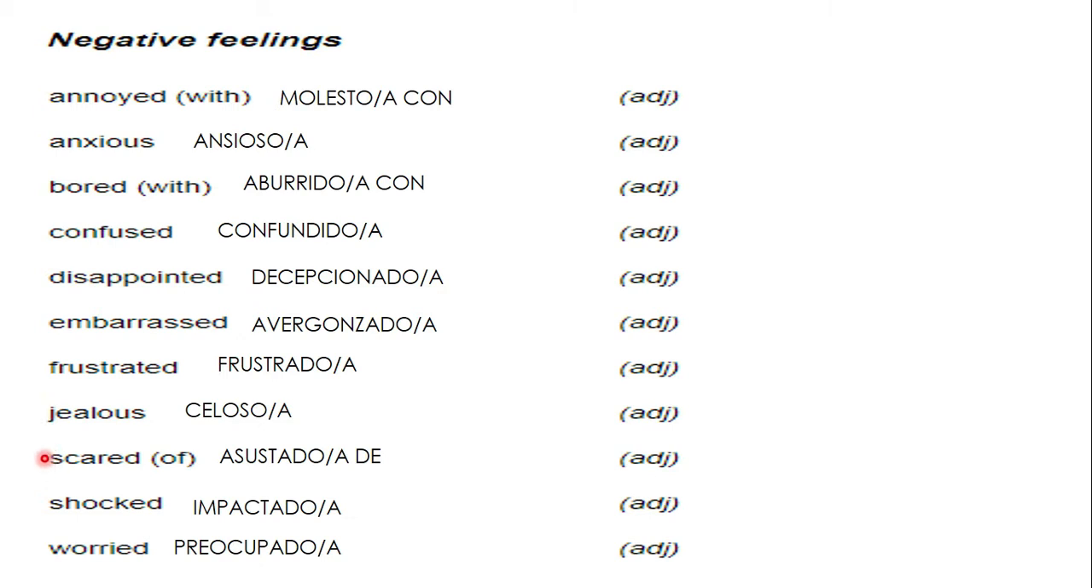Scared or scared of es asustado o asustada de algo, de alguien. Shocked quiere decir impactado o impactada. And worried, worried es preocupado o preocupada. So these are negative feelings to describe how a person feels. Estos adjetivos que terminan en ed y no todos terminan en ed, like for example anxious, okay? They are used, or jealous, they are used to describe how a person feels about something or someone, okay?